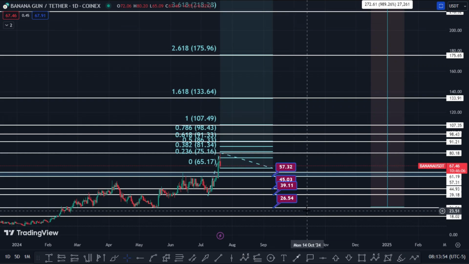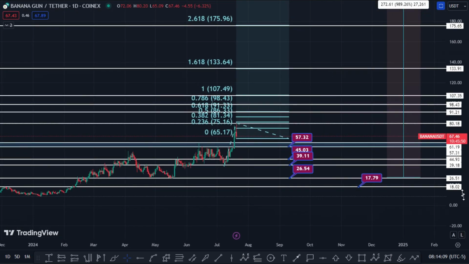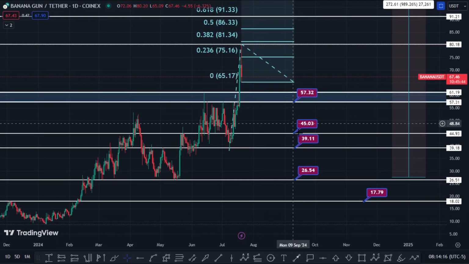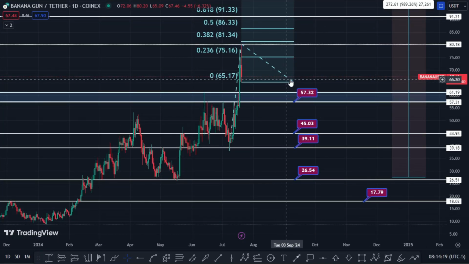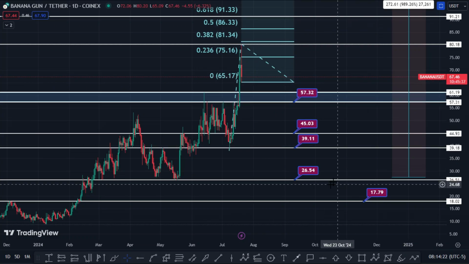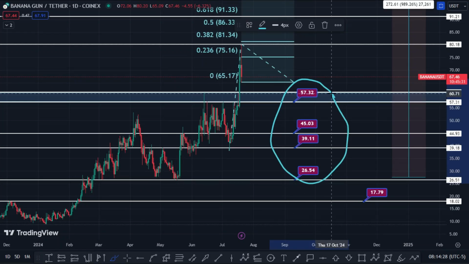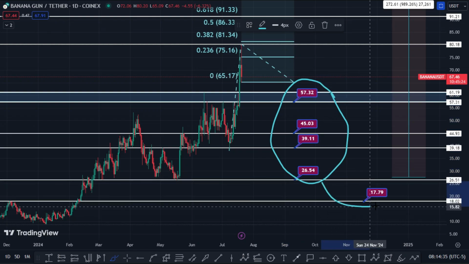And there is also a buying level, but it is a very low possibility that price hits this area, $17. I am not excited. I think that its price can drop to these areas, these price levels. These are our four perfect buying levels. And if price drops to $17, that will be the golden opportunity for us.